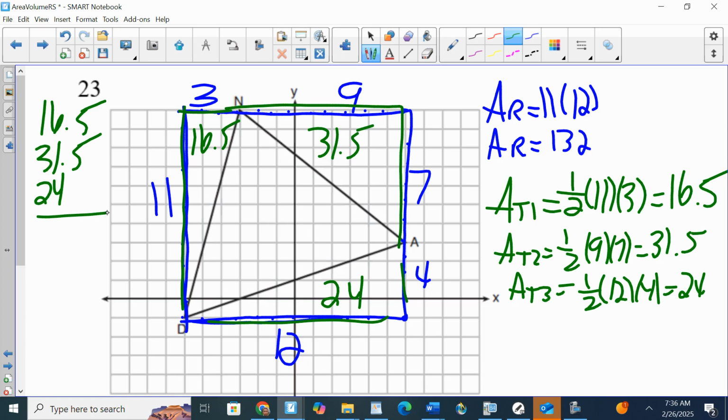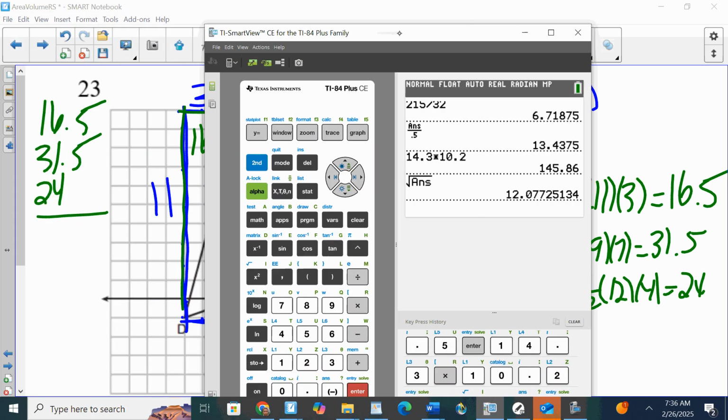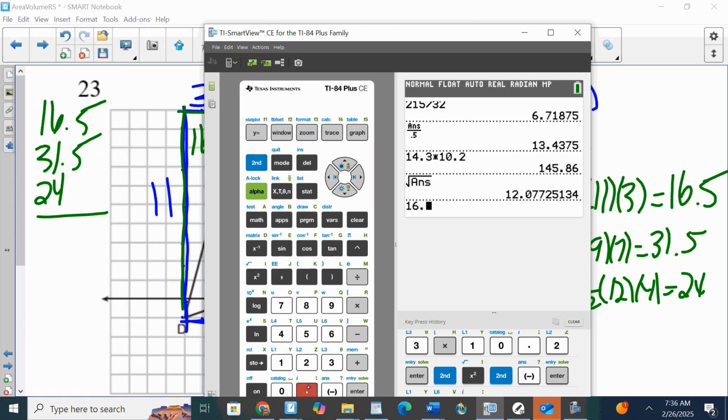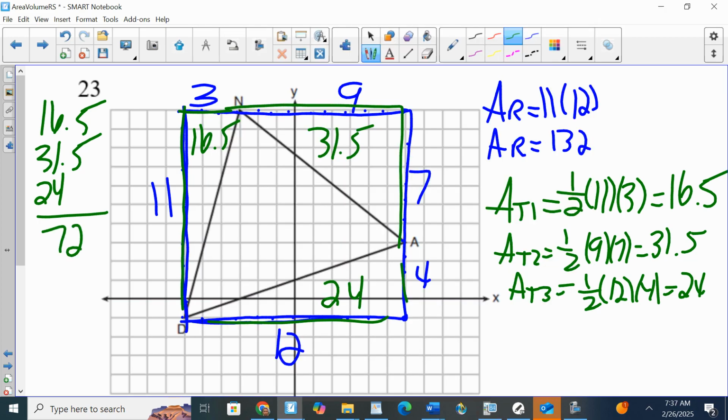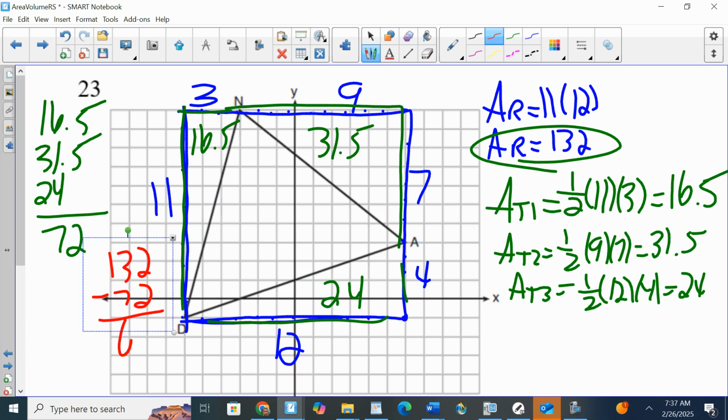That is time for me to use the calculator. 16.5 plus 31.5 plus 24, 72. I now take my rectangle area, 132, and I subtract the area of all the triangles, and that leaves me with 60.